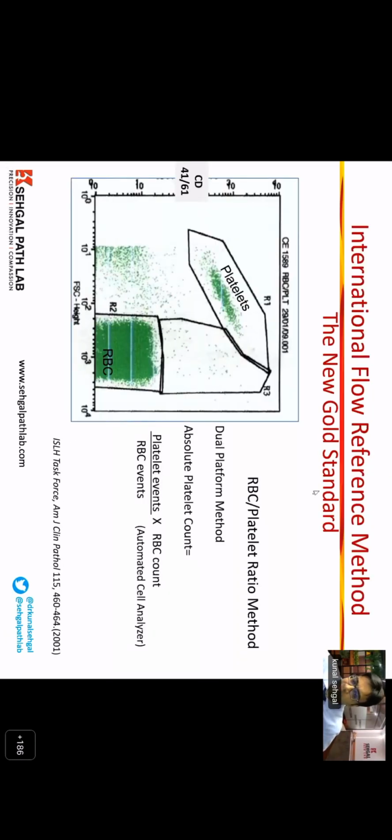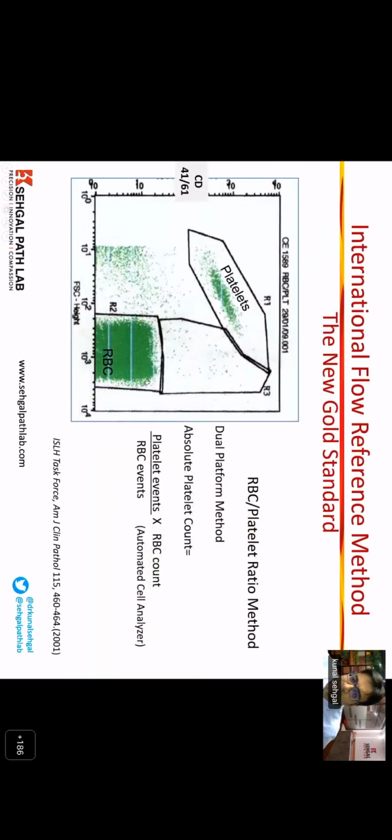So this is the article where they first published the international platelet reference method. Basically, they use a fluorescent antibody like CD41/61, which is a marker present on platelets, an antigen which is nothing but GPIIb/IIIa. So these are antibodies to GPIIb/IIIa. They mark the platelets, so they are here on the top left axis. RBCs are negative, based on size.